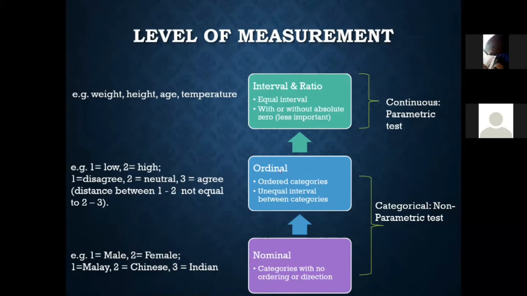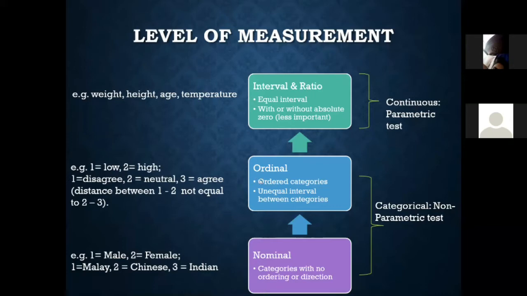The second one is ordinal. Ordinal is the ordered category. However, it has unequal intervals between the categories. For instance, low, high; or disagree, neutral, agree. This one is a three-level ordinal scale. Unequal interval between categories means the distance between 1 and 2, or the distance between disagree and neutral, is not equal to that between 2 and 3.